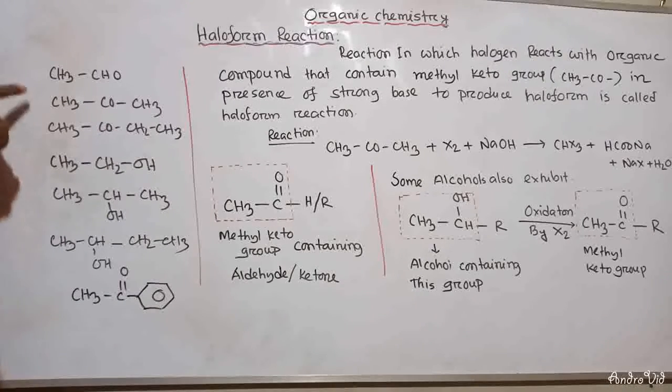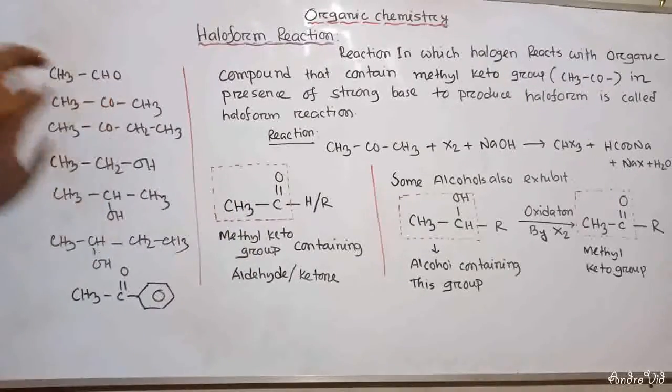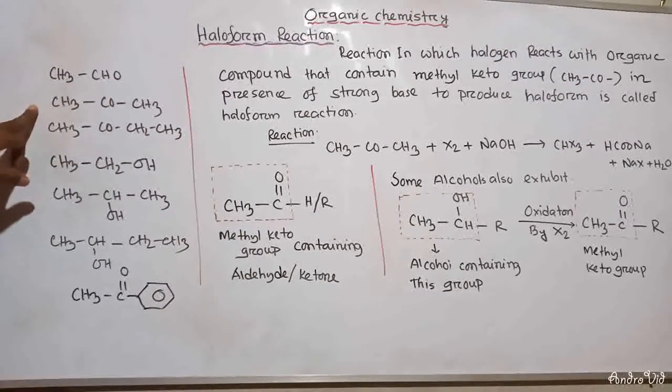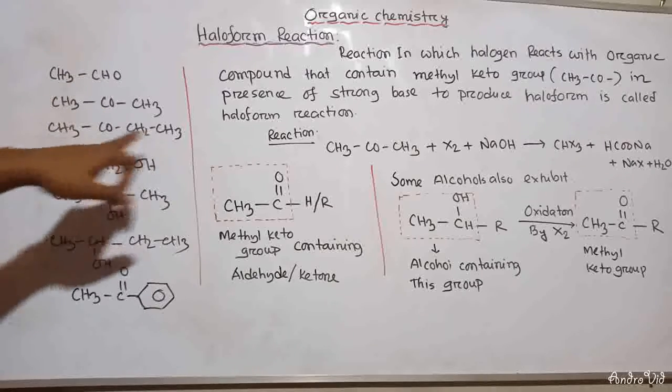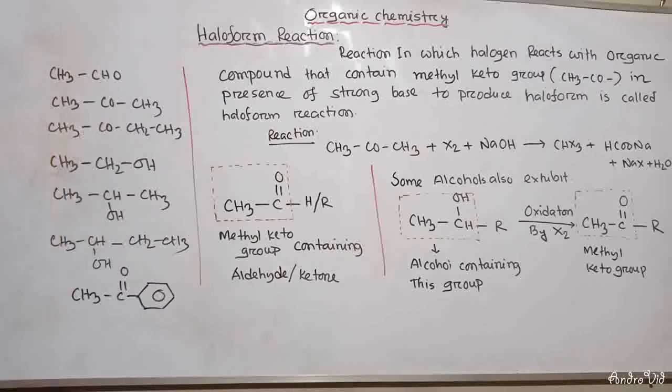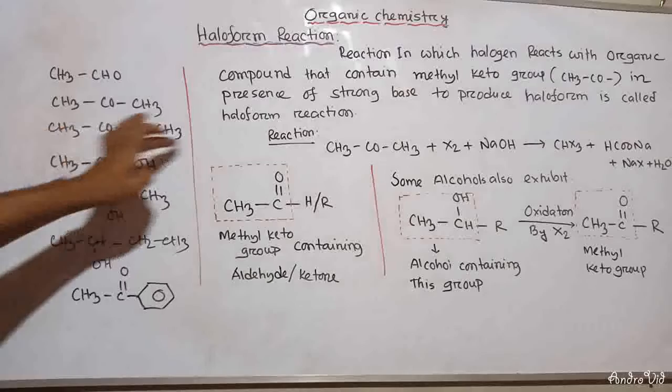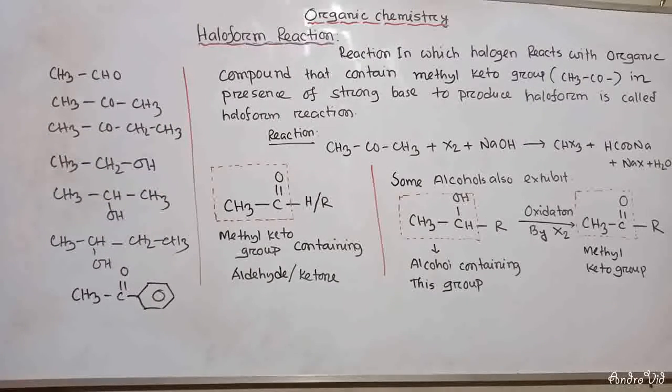Just consider this example. If you consider this example, then you will get a compound containing a CH3CO group, a methyl keto group. At the same time, this compound also contains a CH3CO group. This compound also contains a CH3CO group. So all of them can participate in the haloform reaction.